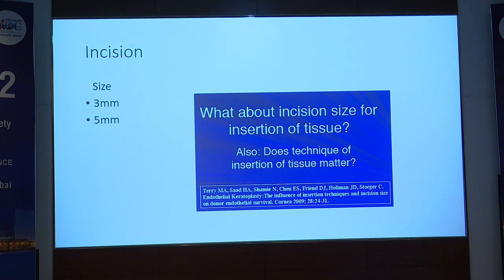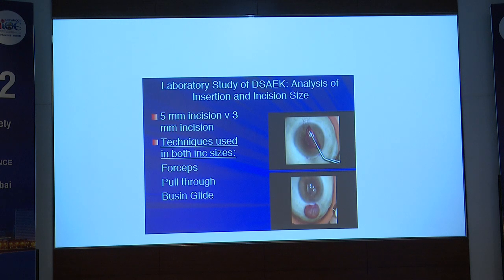Again, the size of the incision can either be 3 millimeters or 5 millimeters. It's preferred to use a 5 millimeter when you are a beginner, so that you compress the tissue less and in turn have less endothelial cell loss while you're doing the insertion. Initially, people would prefer doing a taco fold, a 60-40 fold.